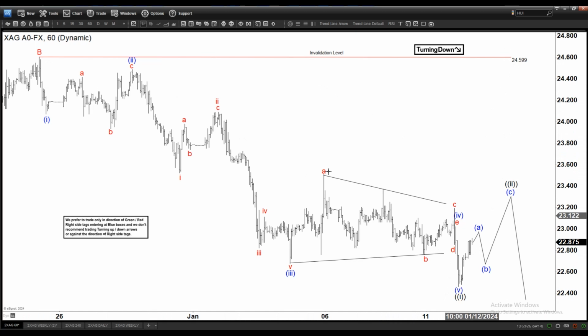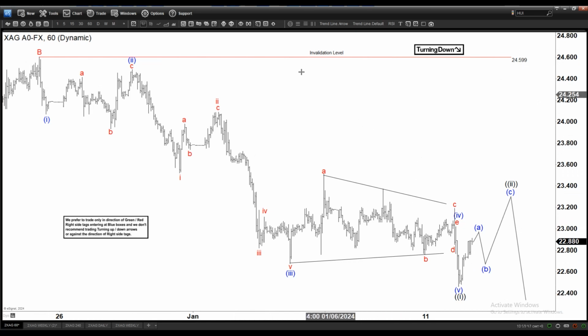So now we're looking for a 3-wave rally to correct this 5-wave decline. So this 1, 2, 3, 4, 5 ended wave 1 of C. Now we're looking for wave 2 of C to correct this decline. Once it is complete, we can go down again as long as we stay below 24.6.